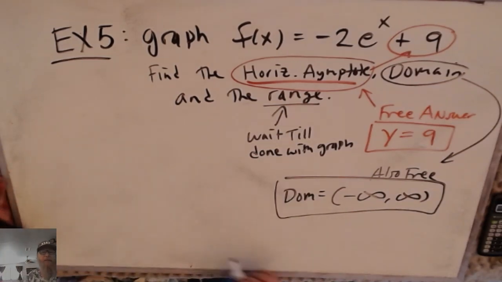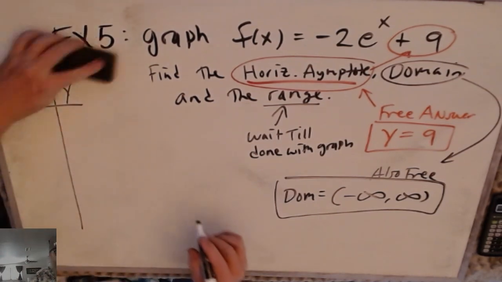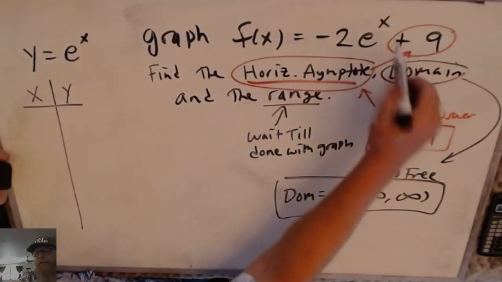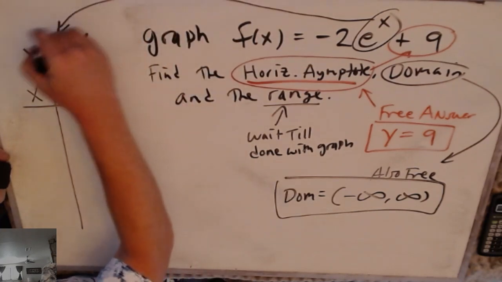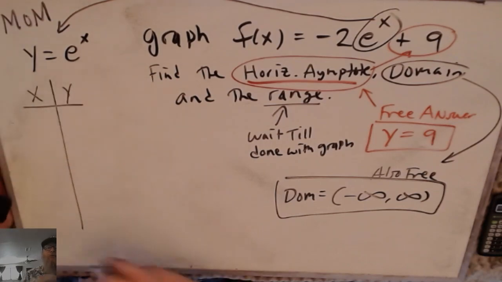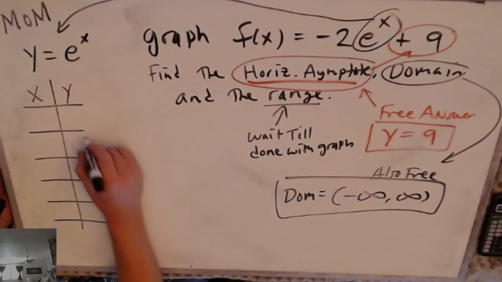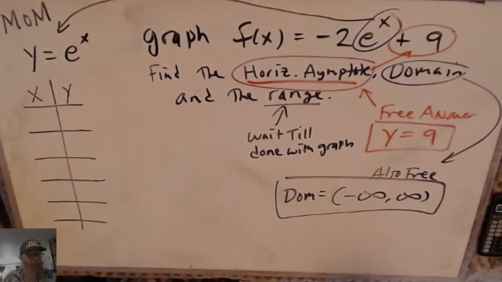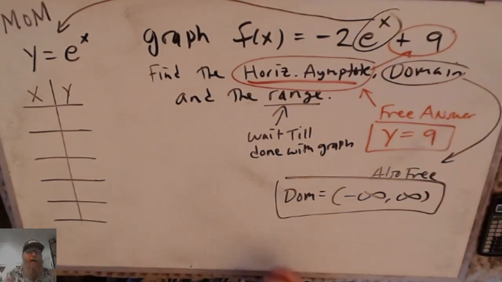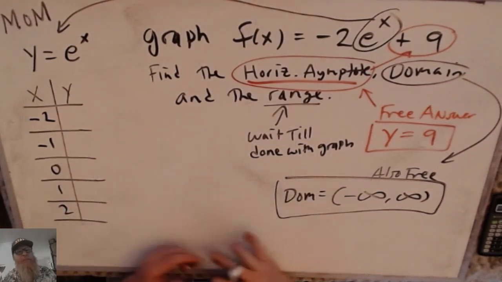All right, let's get into this. So we're going to use the mother function. The mother function is y equals e to the x, ignoring everything except the base. That's your MOM. It's actually called the natural mother. As opposed to the unnatural mother. I always use the same x's. -2, -1, 0, 1, and 2. Pretty predictable in this section.